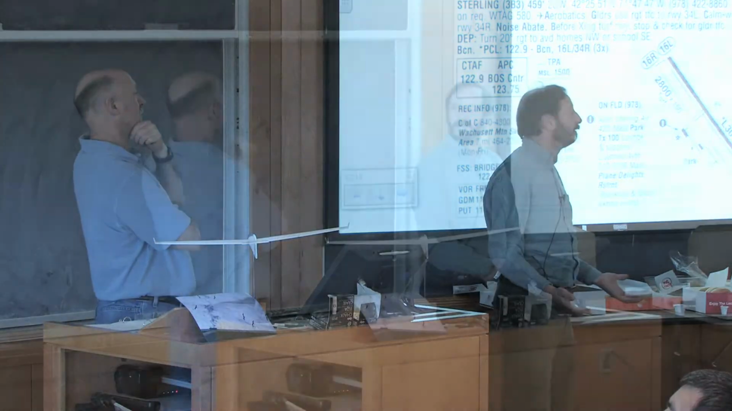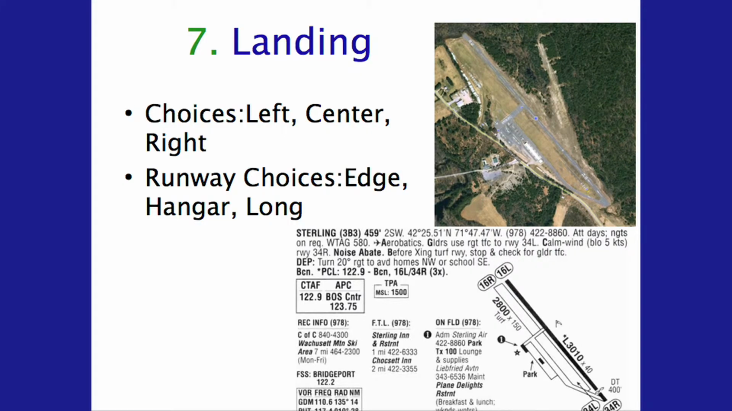That's a good thing. There's a funny error in this particular panel that I always like. This is from the Airport Information Manual. What's it say? It says, gliders use right traffic to 3-4 left. This is actually the FAA's formal procedure for this airport.